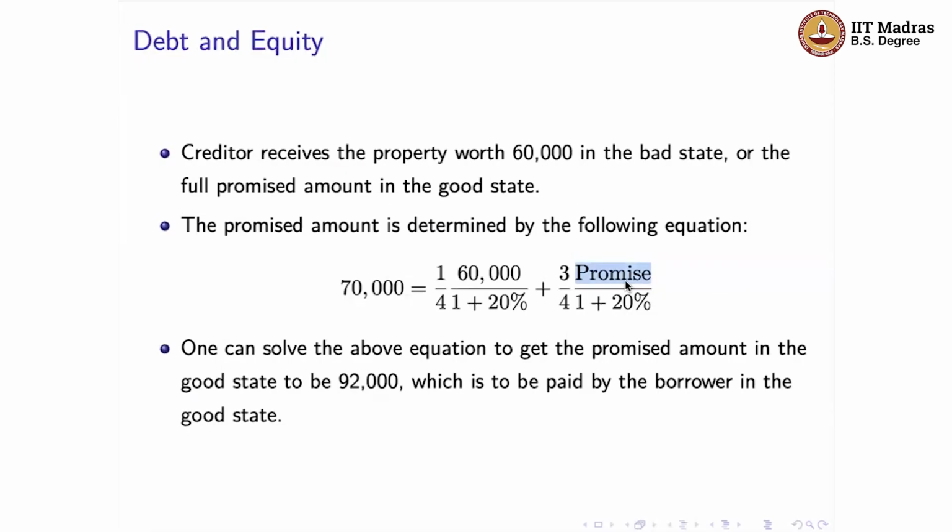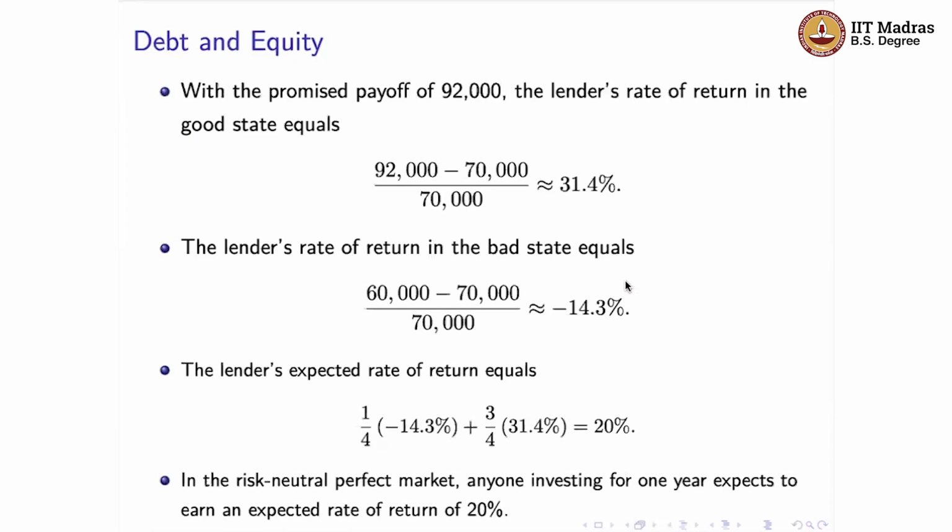This is what you require, basically, for the present value to be calculated in this manner, right? Okay, let's understand it from another perspective. If you have a promised payoff of 92,000, then the lender's rate of return in the good state is going to be equal to 92,000 minus 70,000. Remember, this is the amount that the bank has put in this project, divided by 70,000. So the rate of return is basically 31.4% in the good state.